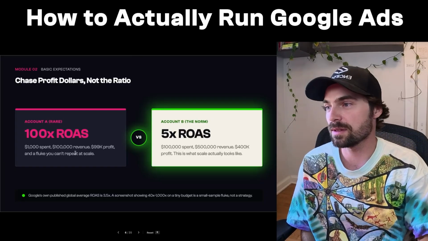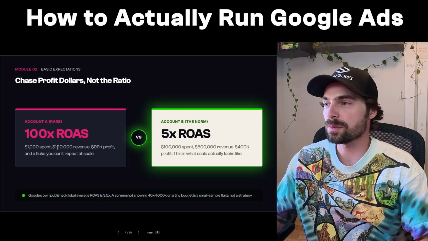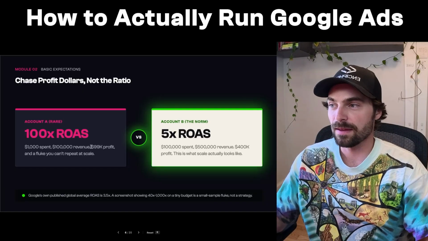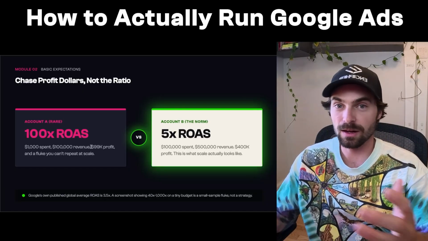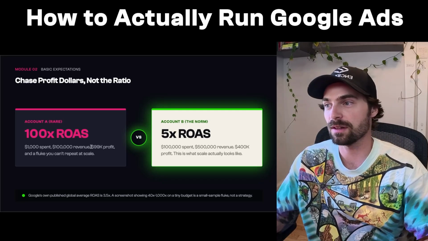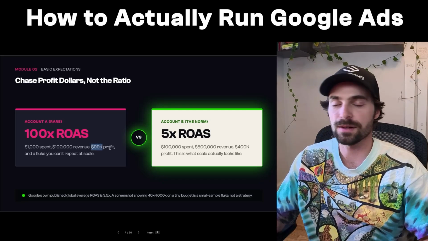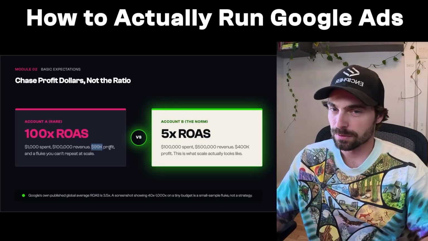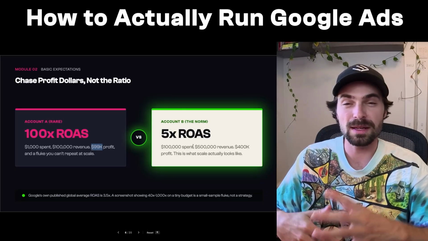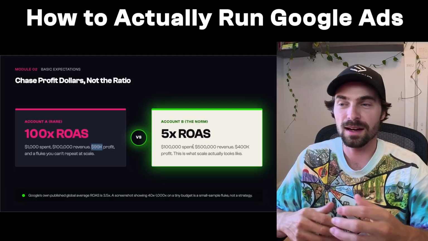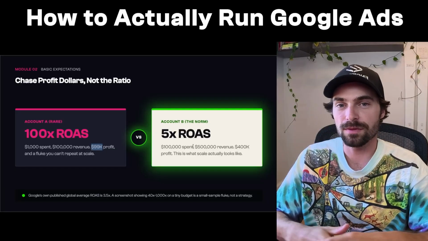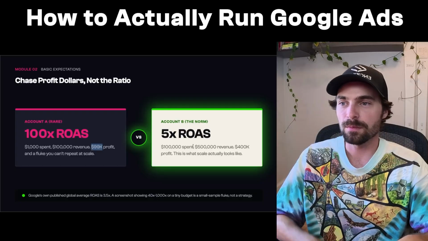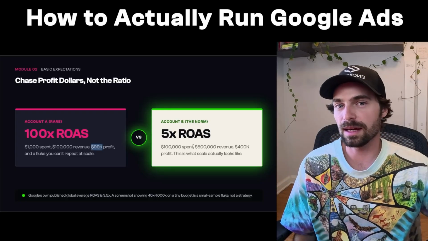And I want to just look at these two examples, right? Say you spent $1,000 on ads, you generated $100,000 in revenue. That's a 100x ROAS. You're like, oh my God, I'm the best advertiser ever. You have $99,000 in profit from that job. That's a fluke. Let's look at this other example. You spent $100,000 on ads. You spent 100 times more on ads. You generated $500,000 in revenue. That's a 5x return on ad spend, but you have $400,000 left in the bank.